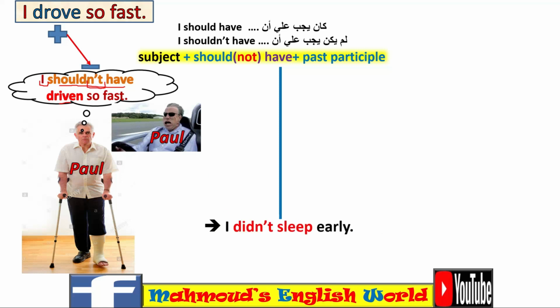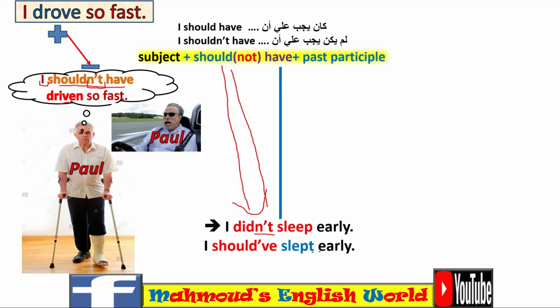Another example for you to understand in the negative sentence. I didn't sleep early. Can you use this rule here? I didn't sleep early. Exactly. I should have slept early, because here didn't negative, so should be affirmative. I should have slept early. Teacher, why we have here apostrophe VE? Yes, because should have is just the short form of should have.